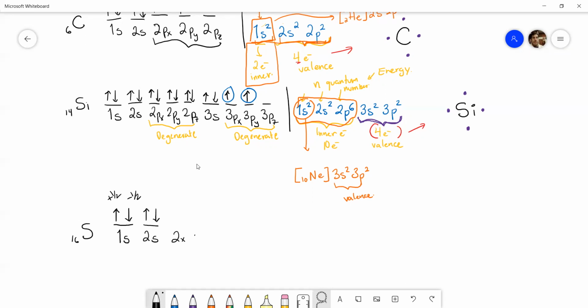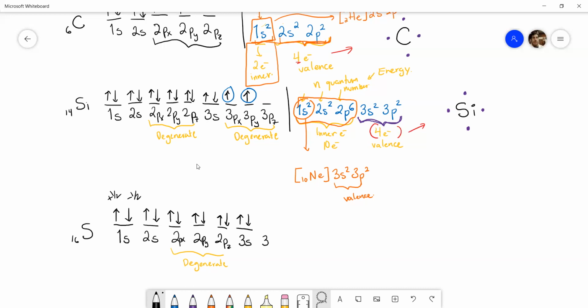Then they generate 2p orbitals, 2px, 2py, and 2pz. Degenerate means that they have the same energy, okay? These are all degenerate. So we have to put electrons first in the free orbitals before pairing them up. So 4, 5, 6, 7, 8, 9, 10. Then we continue with the next orbital, which is the 3s, 11, 12.